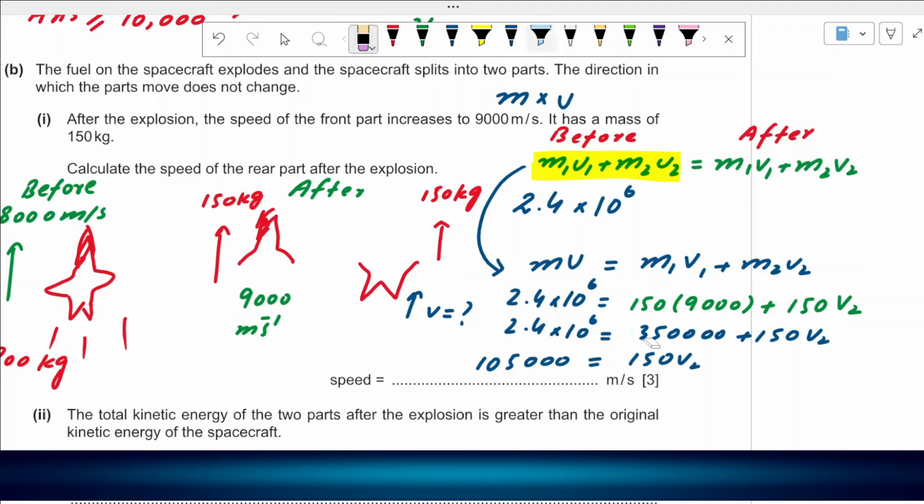So I shifted this thing on the left side, and it was subtracted from 2.4 into 10 to the power 6. In the last step, I'm going to divide whatever my answer is by 150, and I get 7,000 meter per second. So 7,000 meter per second is the speed of the second part after the explosion.